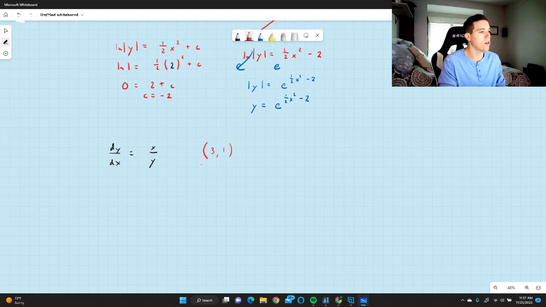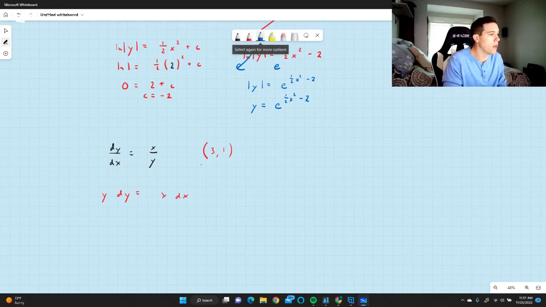Okay, so same logic. We either got to multiply or divide. So we're going to multiply the y over. So we have y dy equals multiply the x over. So we have x dx. Integrate both sides with respect to its variable. Boom, boom. 1/2 y squared equals 1/2 x squared plus c.